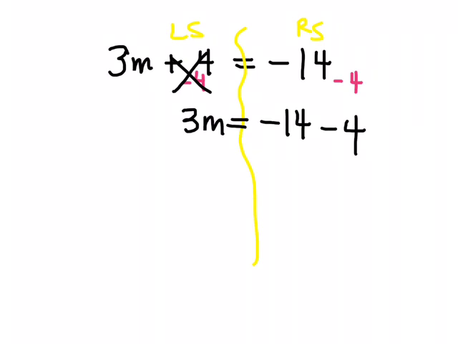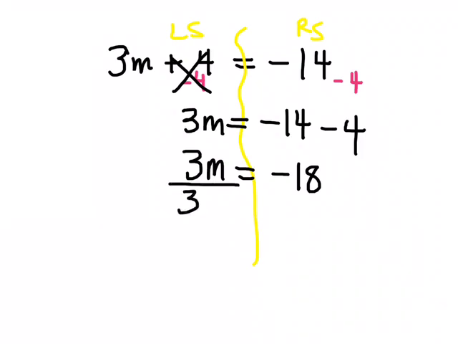Let's simplify the right side. What's negative 14 take away 4? Okay, so negative 14 take away 4 is negative 18. And on the left side, we still have our 3m. And 3m means 3 multiplied by m. So the opposite of multiplication, division.